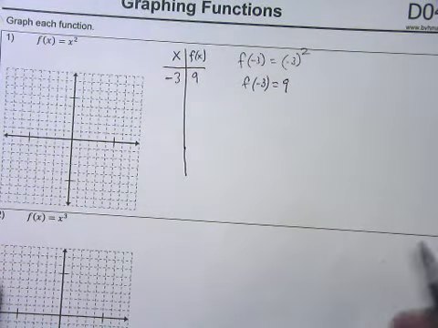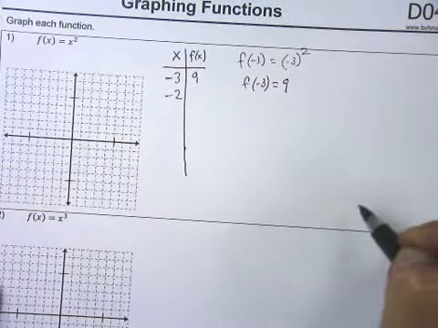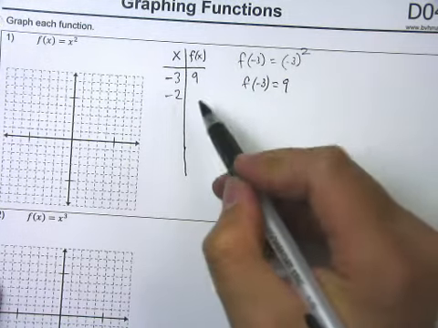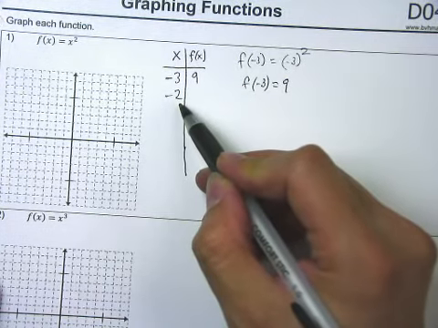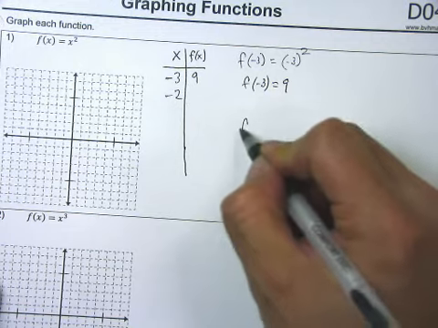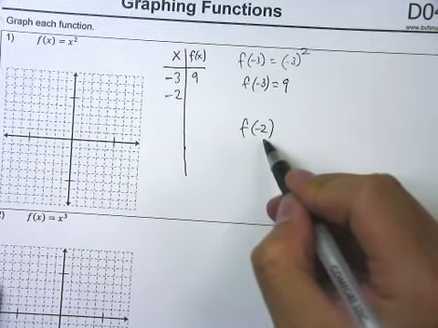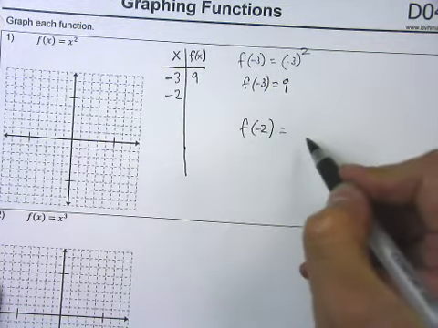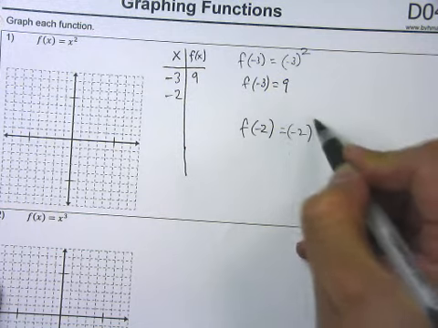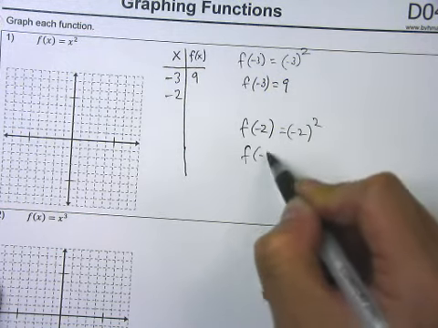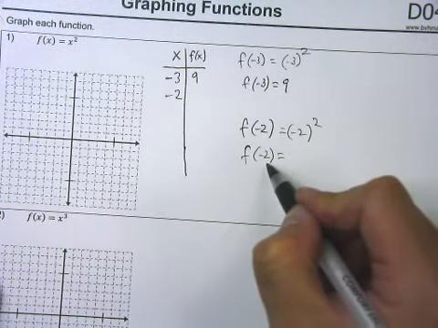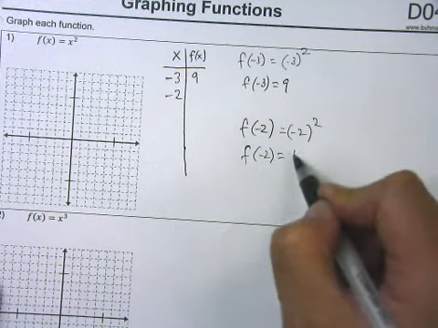Let's do another one. How about -2? Let's think about that. If my input is -2, what would the output be? Well, the output when the input is -2 is going to be our input squared, or -2 squared. So the output when the input is -2 is going to be 4.